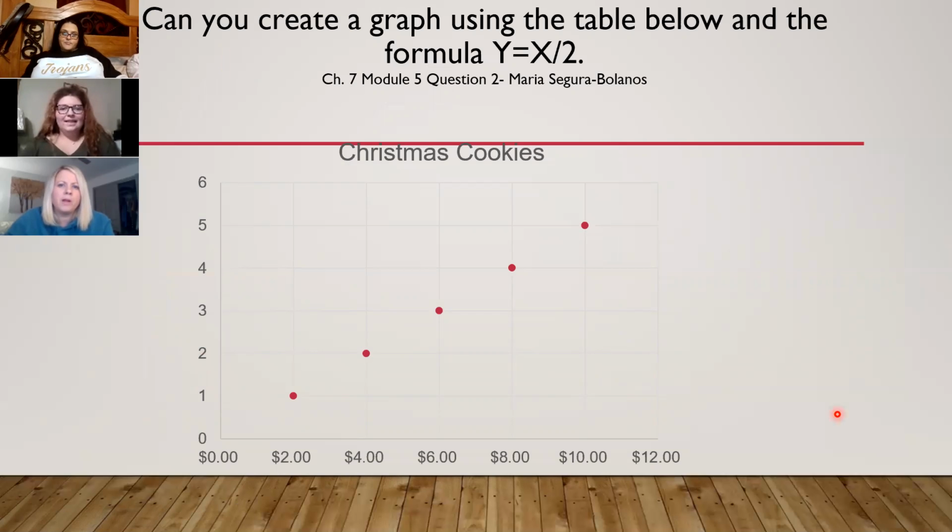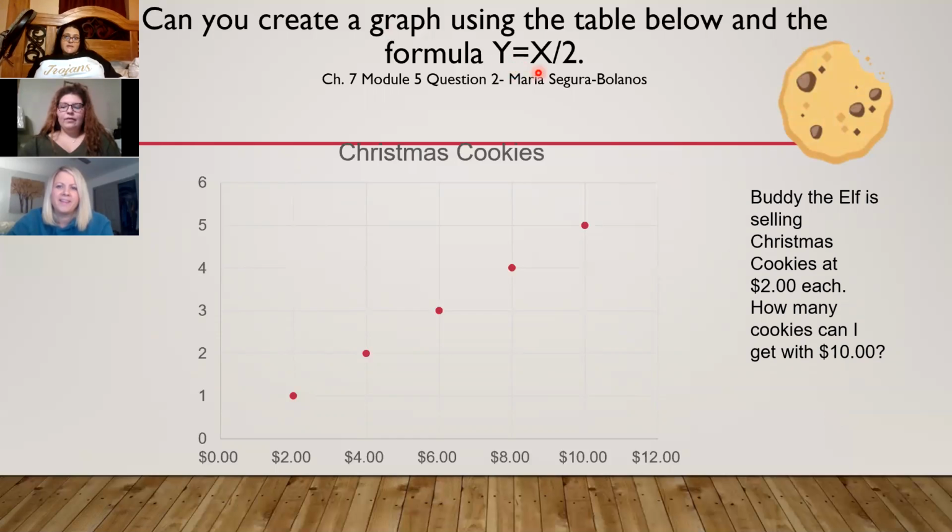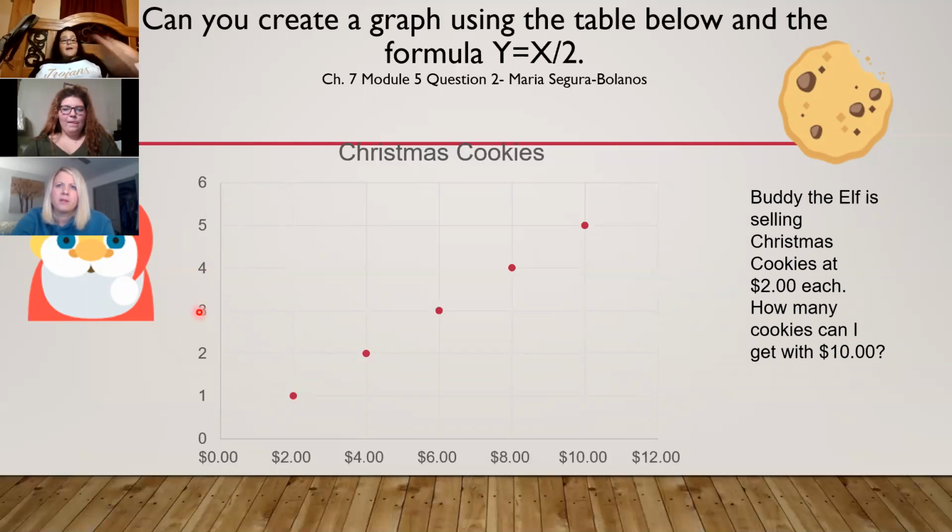Okay, Maria, can you create a graph using the table below and the formula y equals x over 2? Sure. So our question is going to be, Buddy the Elf is selling Christmas cookies at $2 each. How many cookies can I get with $10? So we're going to use the formula y equals x over 2. We have our axis up here, which is going to be our actual Christmas cookies. And then we have our x-axis over here, or our other axis over here.